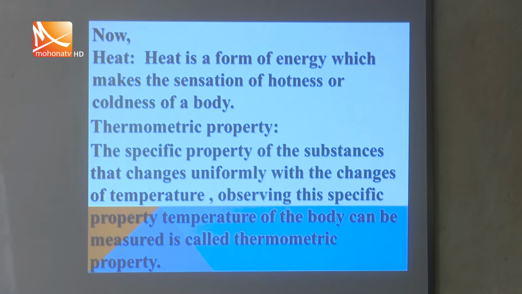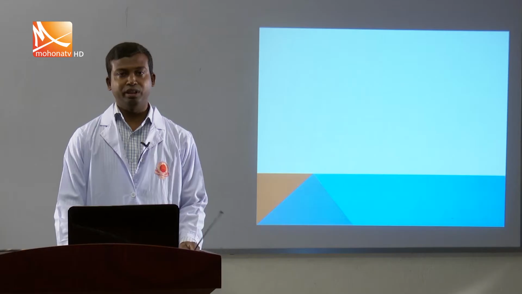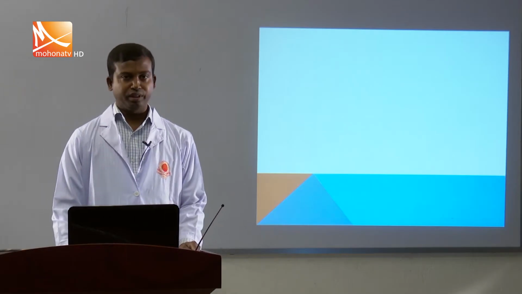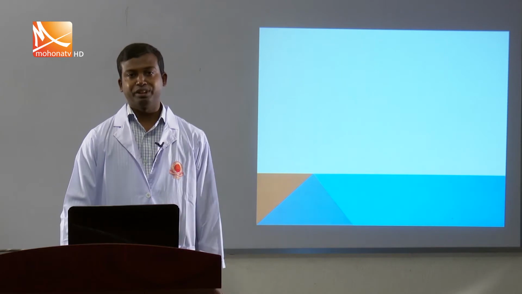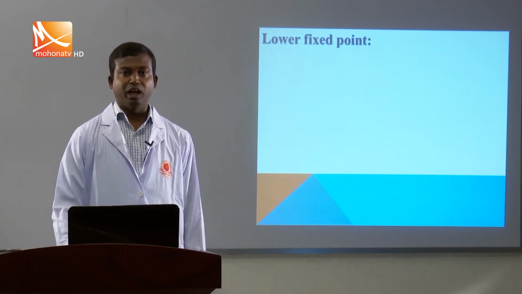It's called thermometric property. So thermometric property may be the length of the body, maybe the resistance, or maybe the volume of the body. Now, only by knowing thermometric property can you measure the temperature of the body? No, it is not at all. You have to know some other quantities like the lower fixed point and the upper fixed point.